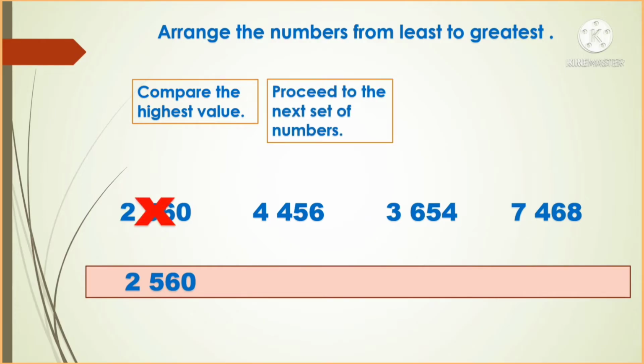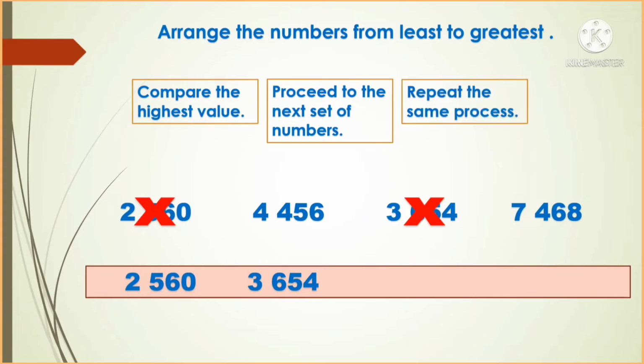Step 2. Proceed to the next sets of numbers. So, we have 4, 3, and 7. So, si 3 ay mas maliit kaysa sa 4 at 7. Therefore, 3,654 ang kasunod na bilang. So, i-cross out natin ulit ito.